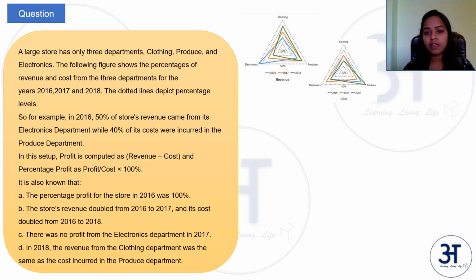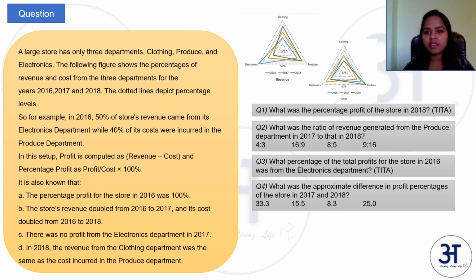Let's begin. Let us first look at the questions asked in this set. You can see there are two TITA questions and two other questions with options, MCQs. The TITA questions are the percentage of profit of the store in 2018 and the percentage of the total profits of the store in 2016 from the electronics department. And if you see the MCQs, they are asking about the ratios of revenue and the profit percentages. So let's try to understand what this set is.